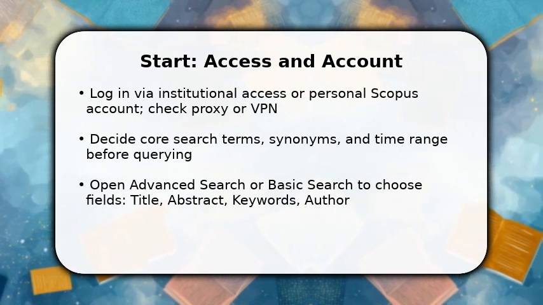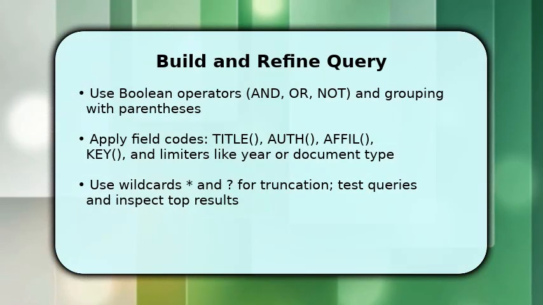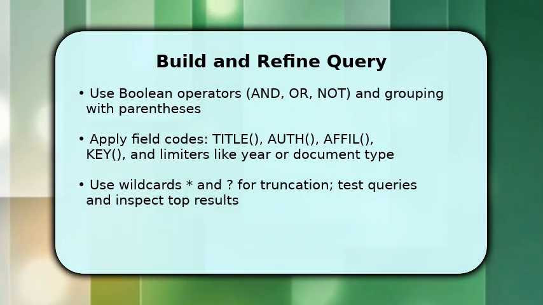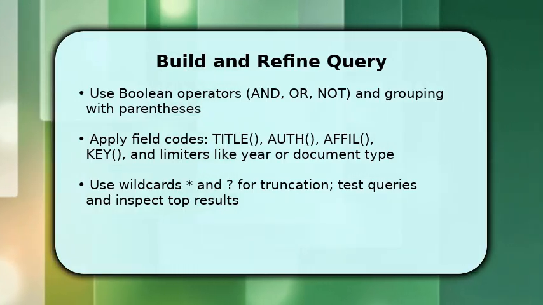Now you construct and refine the query. Combine terms with AND/OR/NOT and group them with parentheses to control logic. For example, (machine OR deep) AND learning. Use field codes like TITLE, AUTH, AFFIL, KEY to target searches.